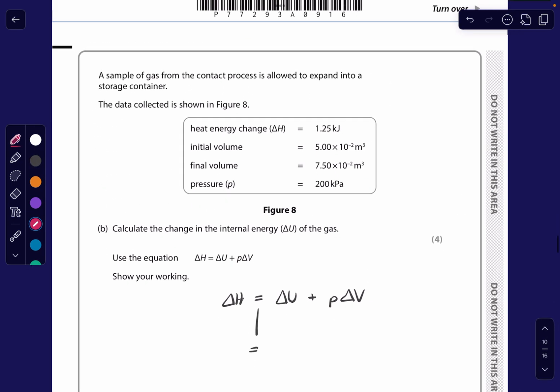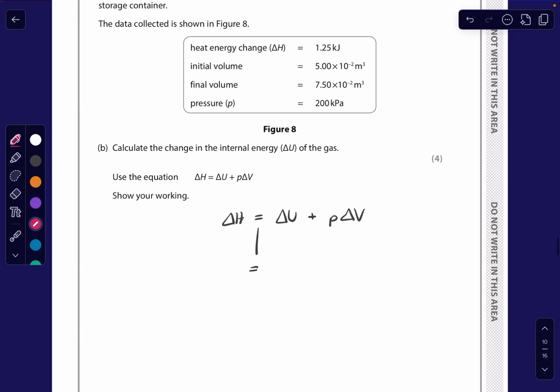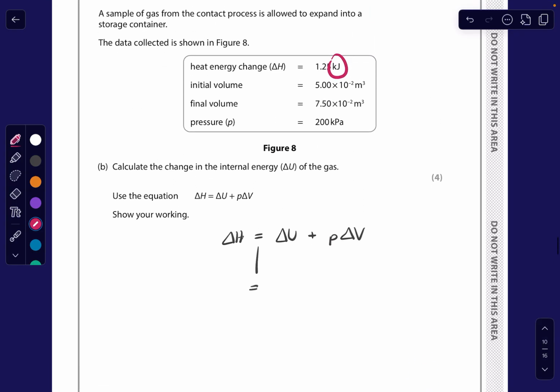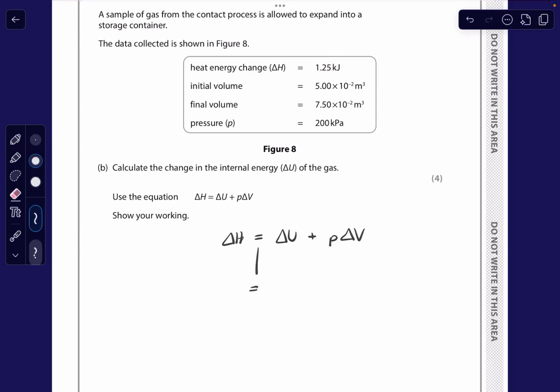A sample of gas from the contact process is allowed to expand into a storage container. The data is collected below. Heat energy is 1.25 kilojoules. I can see a kilo there, maybe I need to convert it. Let me look at my final answer. It's also kilojoules, so I don't need to convert anything there just yet. So I've got kilojoules, 1.25.